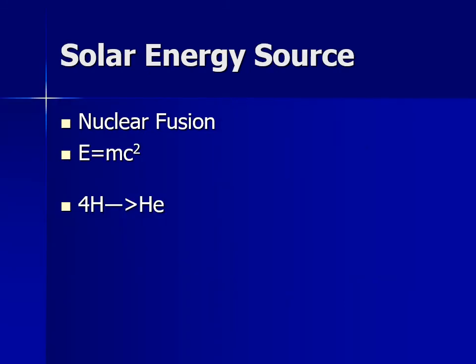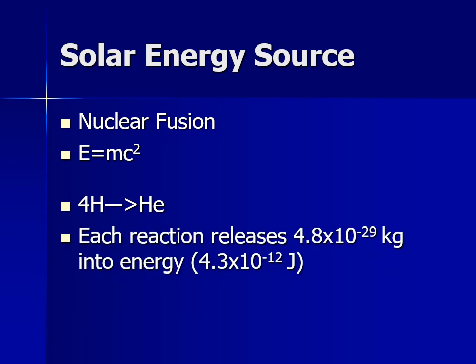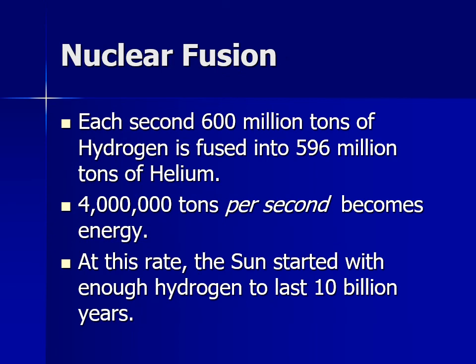So E equals mc squared, 4 hydrogens become a helium. Each one of those releases quite a bit of energy, a very, very tiny little bit of it, but there's an enormous number of hydrogens in the sun, and so all told, they release enough energy to keep the sun shining. In total, every second, 600 million tons of hydrogen fuses into 596 million tons of helium. That means every second, 4 million tons goes poof, ceases to be mass, and becomes energy. That's more than enough energy to let the sun last for between 10 and 12 billion years. And so that is the basic idea of nuclear fusion inside the sun.